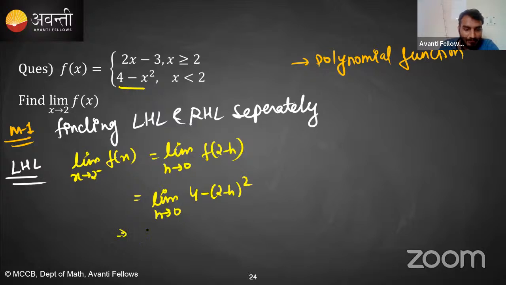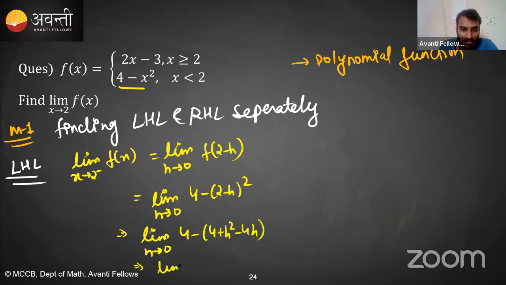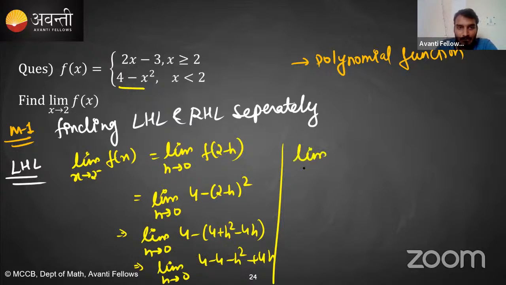So what is this? Limit h tends to 0, 4 minus (a minus b) whole square, where (a minus b) square is a square plus b square minus 2ab. So this is limit h tends to 0, 4 minus (h square plus 4h)... minus 4 plus 4h, so 4 and 4 cancel out. We will get limit h tends to 0, 4h minus h square. Clear?